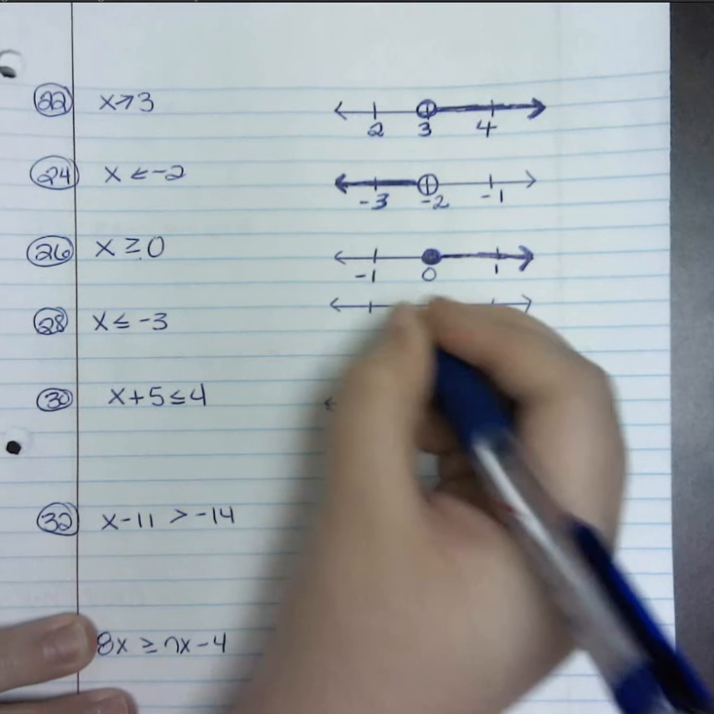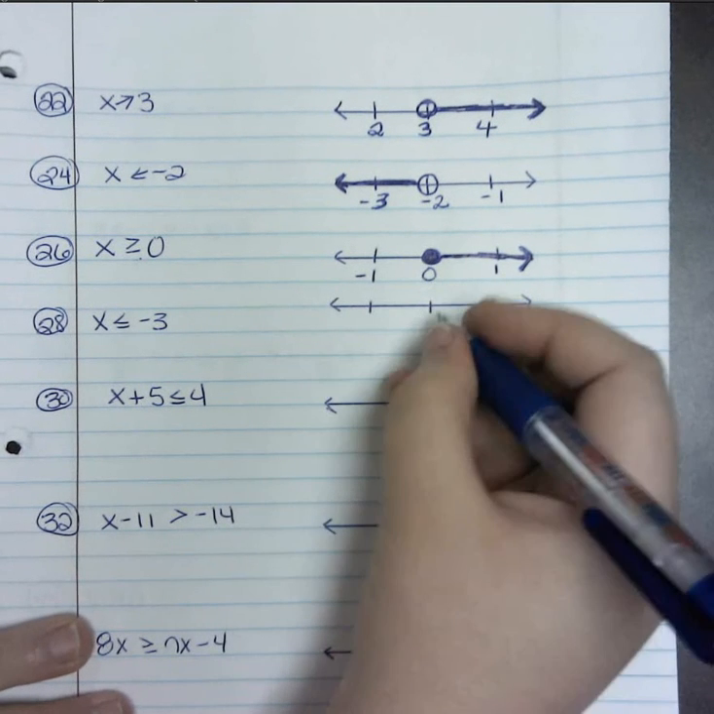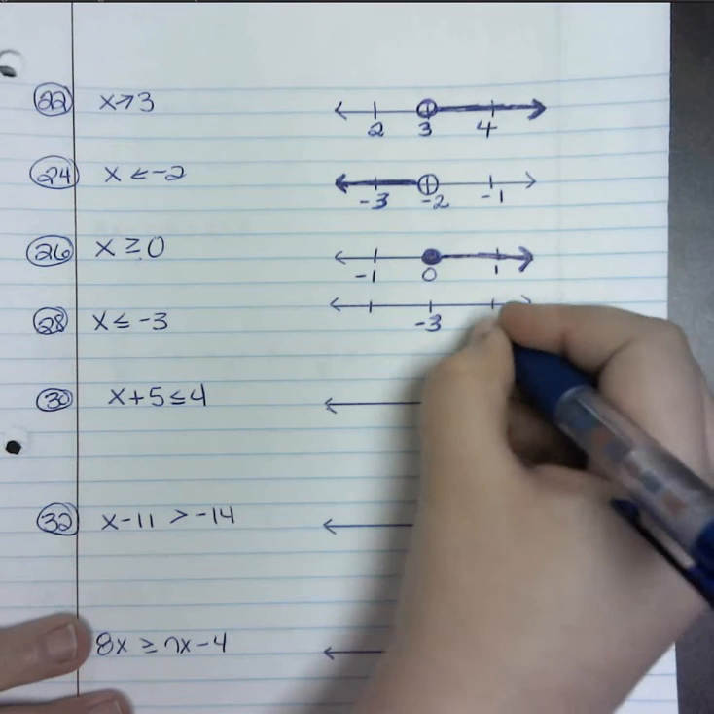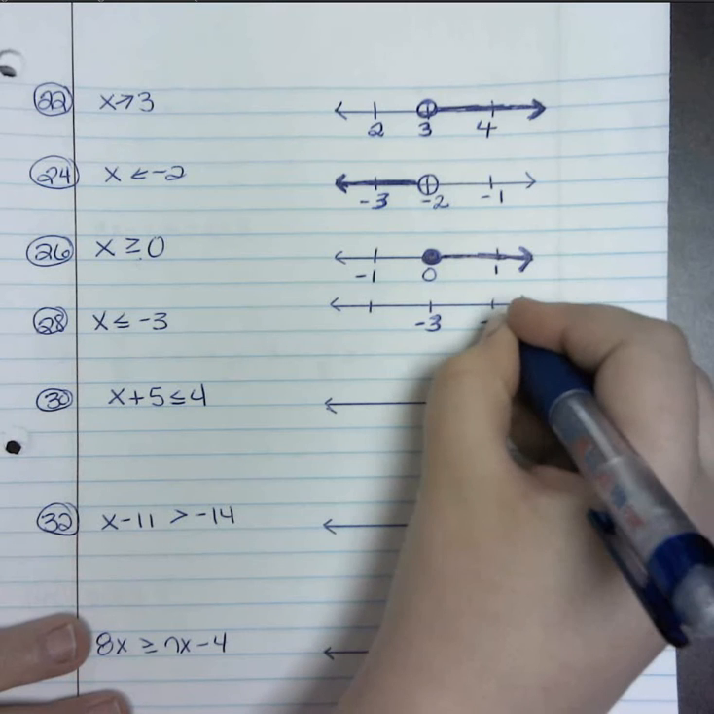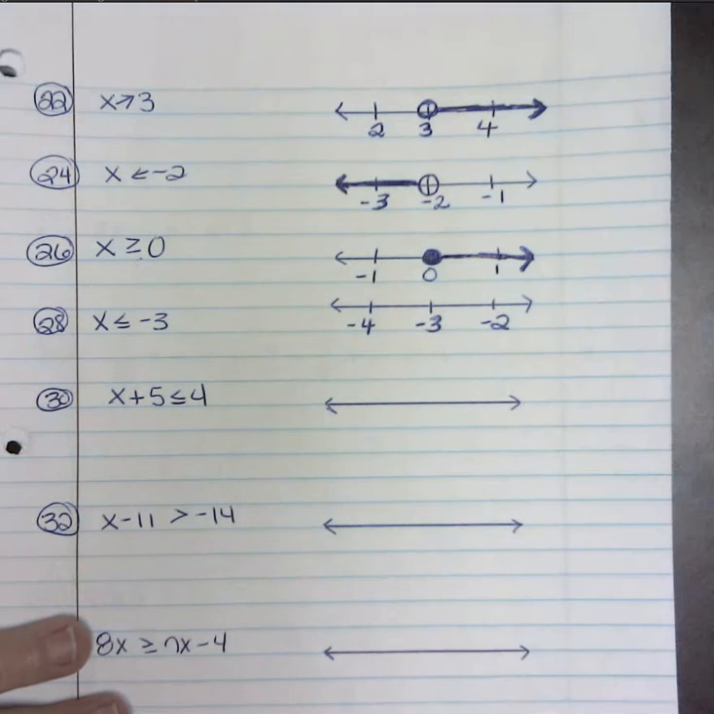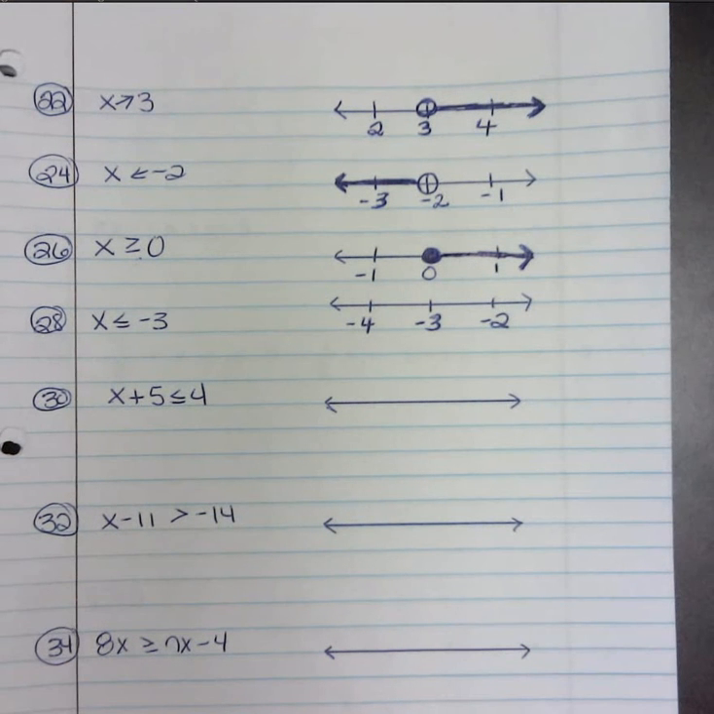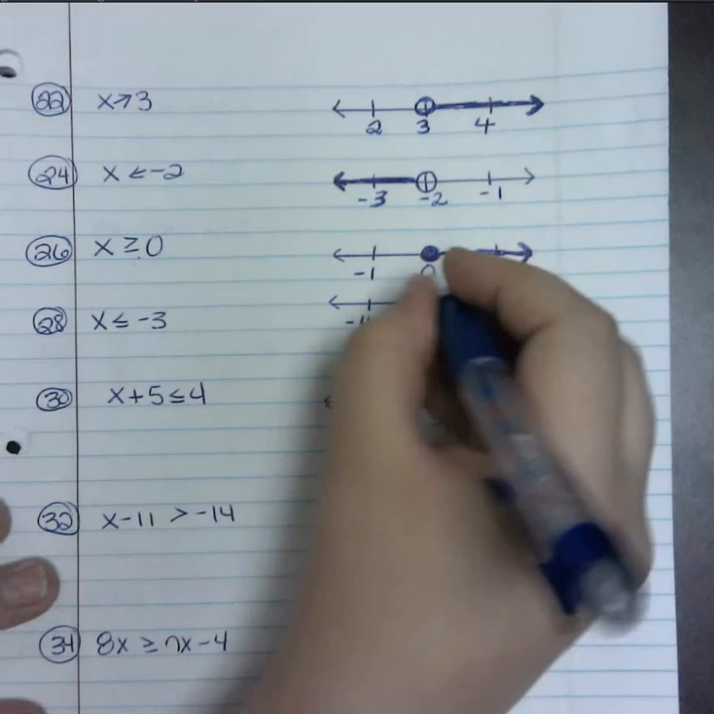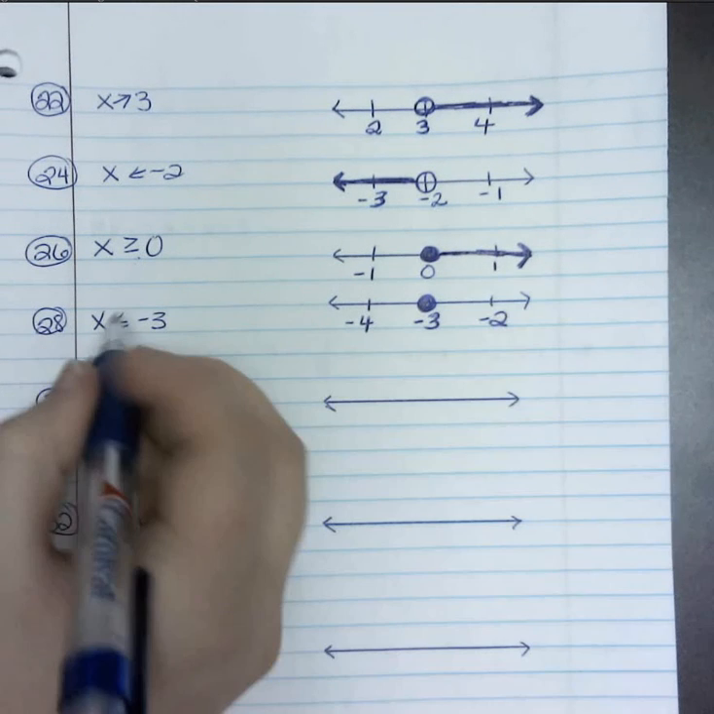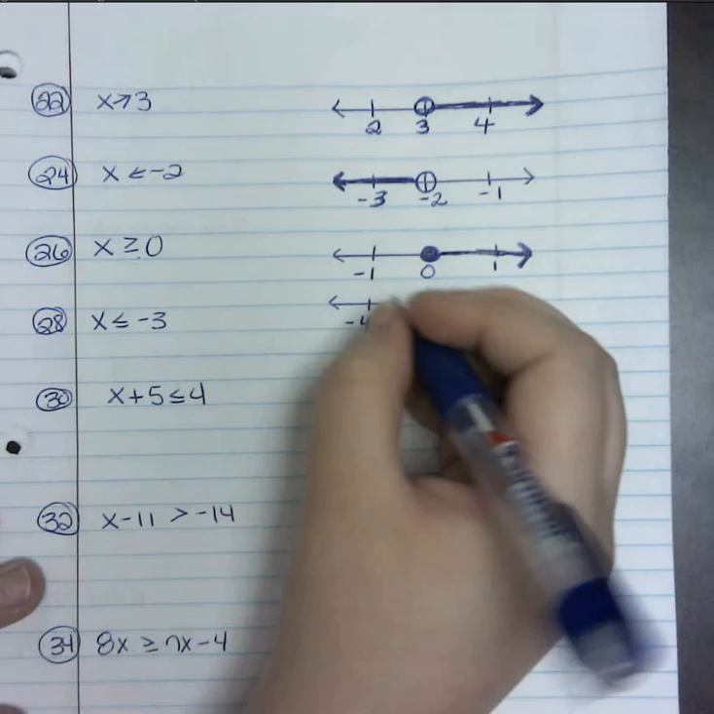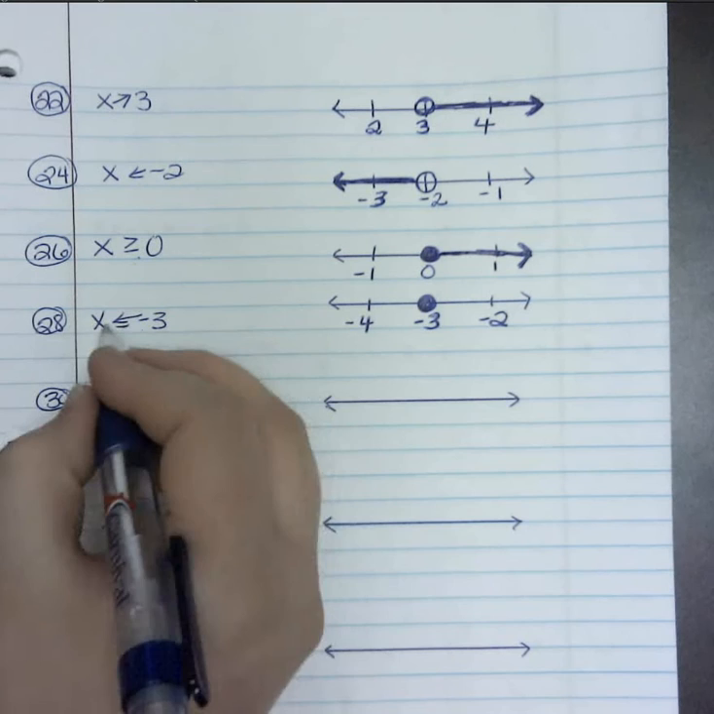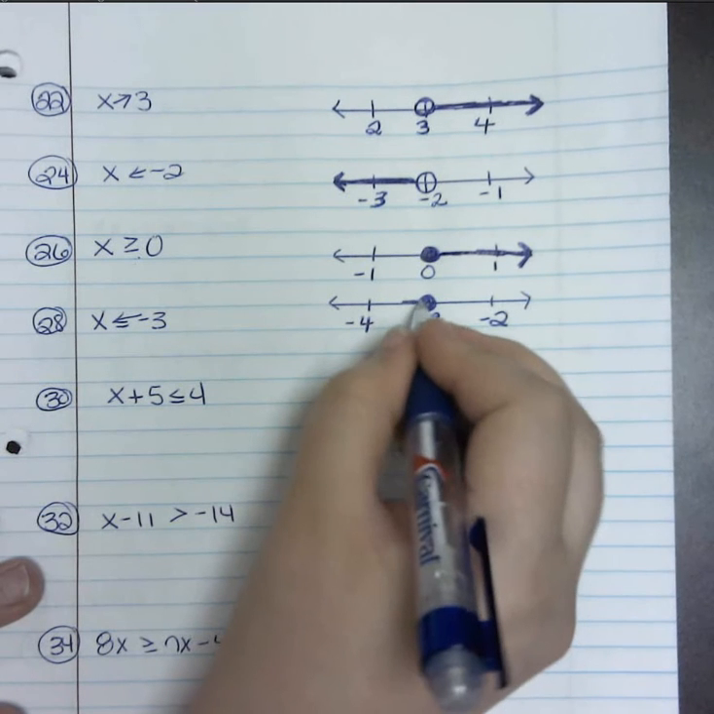Problem number 28, we're comparing the number -3. We have a -2 this way and a -4 this way. So it says x is less than or equal to -3. Well, we're going to use a closed circle. Remember, it's because of that equal to. And we're going to shade to the left because it says it's less than. It's going to be where all the smaller numbers than -3 are.